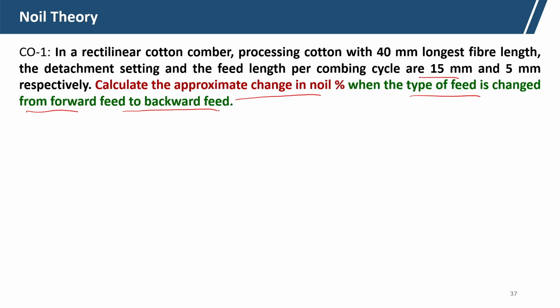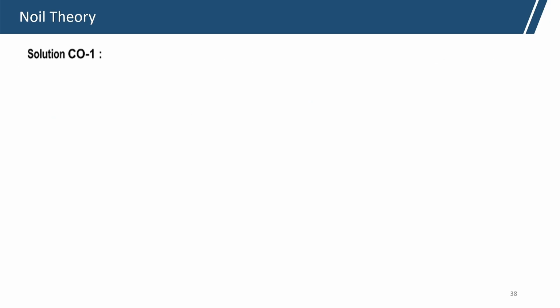So, forward feed it was running and we are changing it to backward feed. So, we have to calculate the approximate change in Noil percent. First we will calculate the Noil percent for forward feed with the given setting and then backward feed, and we will calculate the difference. So, M is given 40, E 15 and S 5.